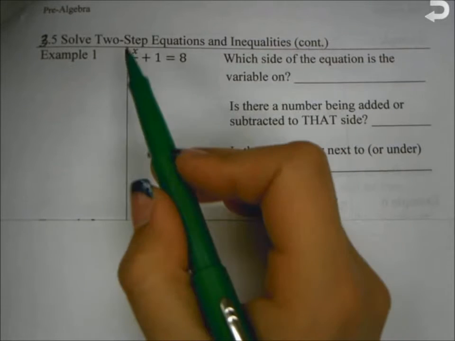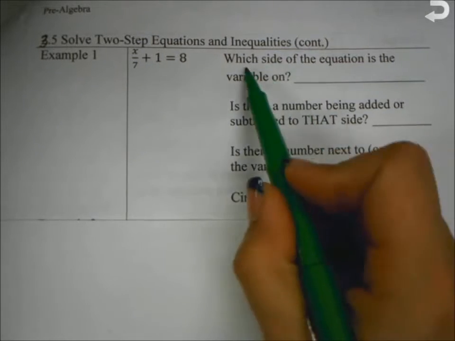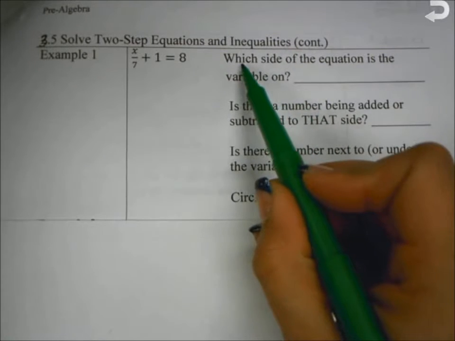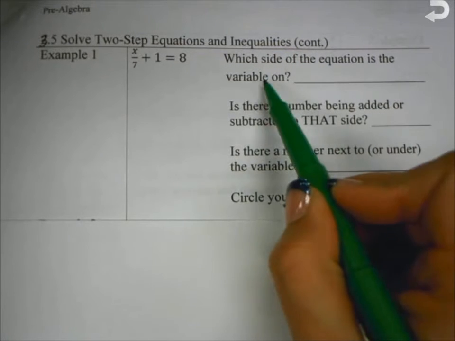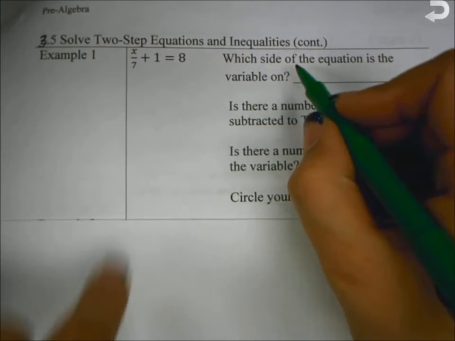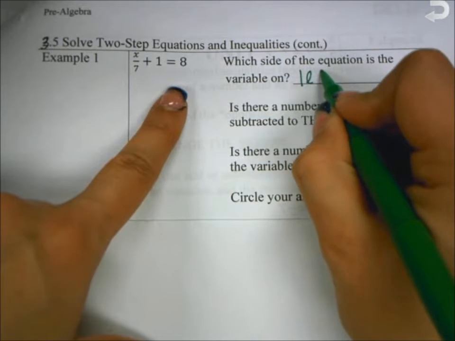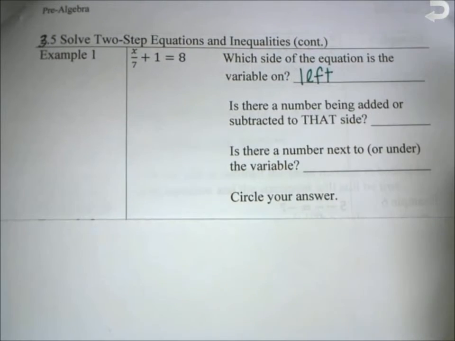X over 7 plus 1 equals 8. Now the steps to solving these are exactly the same as what we've been doing. So the first thing we need to look at is what side of the equation is the variable on? X is on the left or the right? On the left. So the variable is on the left-hand side.